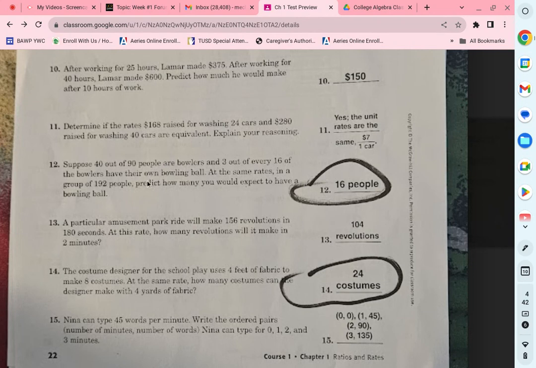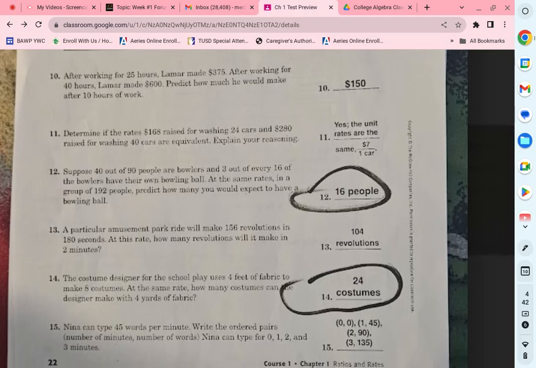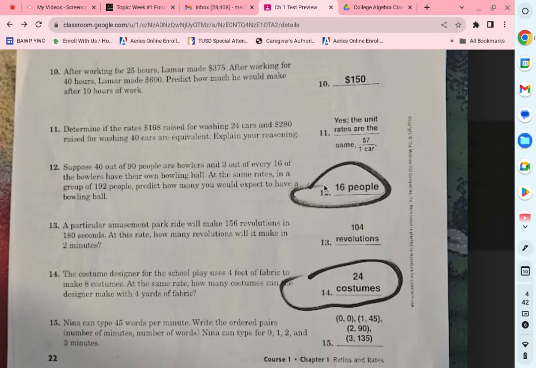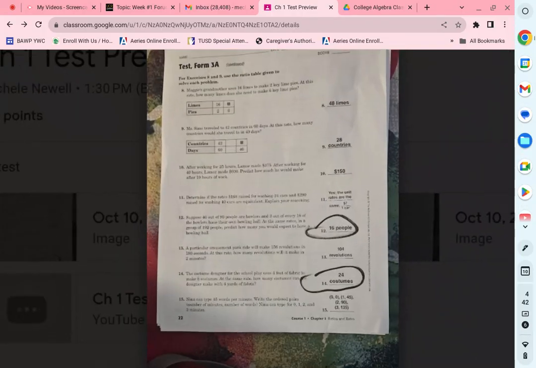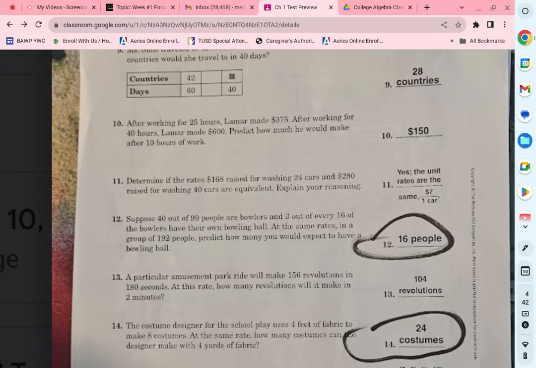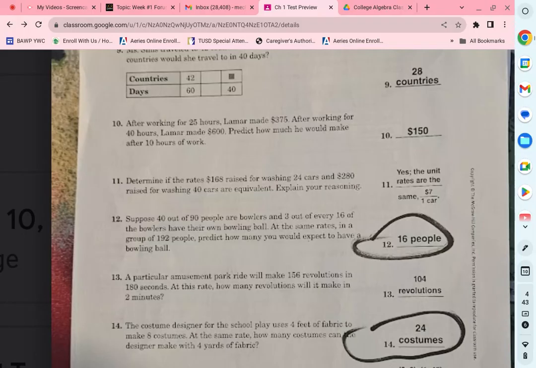So for number 12, it says, suppose 40 out of 90 people are bowlers, and 3 out of every 16 of the bowlers have their own bowling ball. At the same rates, in a group of 192 people, predict how many you would expect to have a bowling ball. So the first thing we need to think about is that we are talking about ratios.